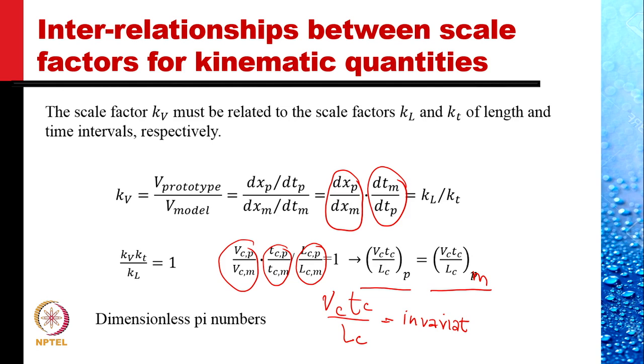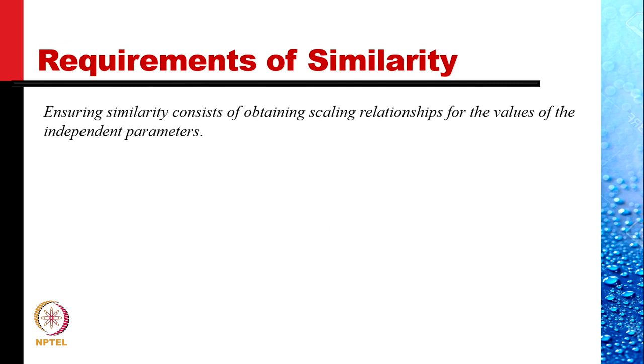This is just starting on the road to establish modeling rules. Ensuring similarity consists of obtaining scaling relationships for the values of the independent parameters, of the uniquity parameters, so that given the values of the uniquity parameters for the prototype, we can determine the values required for the model for the similarity of the phenomena, for ensuring that the two things, the prototype and model, have similar behavior.